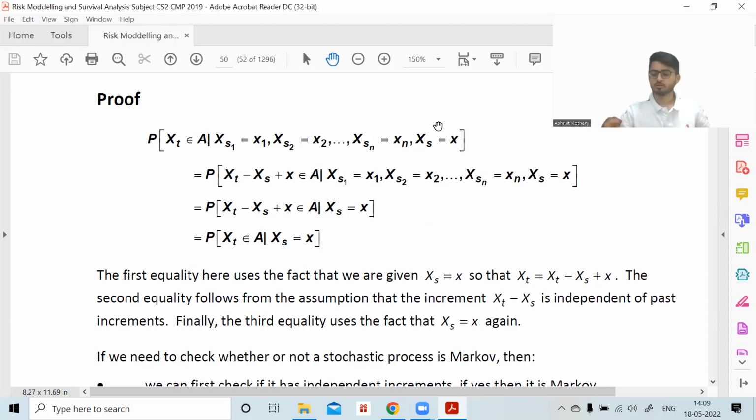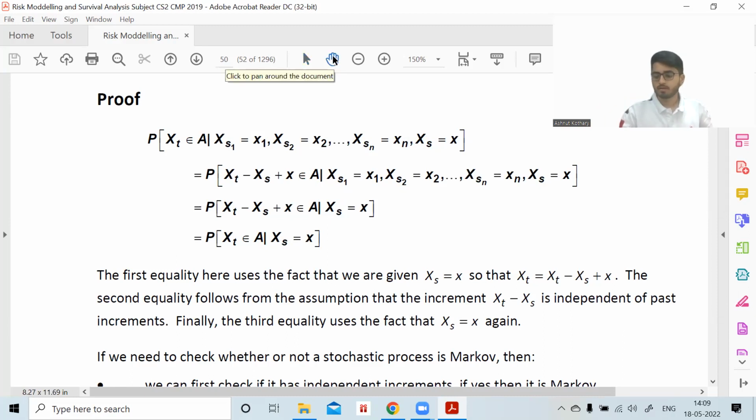Now what we're looking to use is the property of what? Independent increments. So what am I doing? Subtracting Xs and adding small x, because at Xs, the value is nothing but small x only. So it's basically adding and subtracting the same quantity in the next step. Xs is nothing but x only. So I'm adding small x and I'm subtracting capital Xs. Again, both are the same thing, just written a different way because I'll need to use it differently.